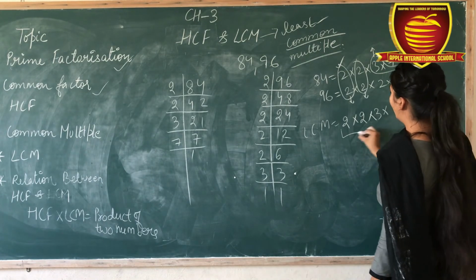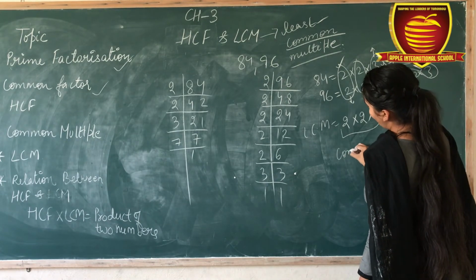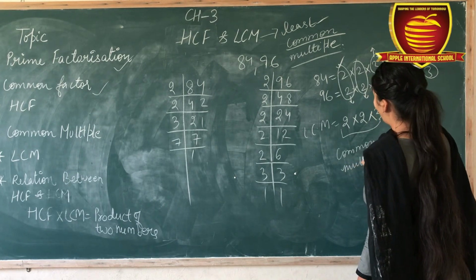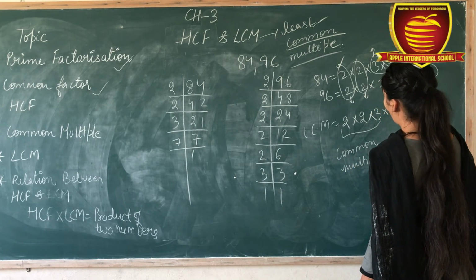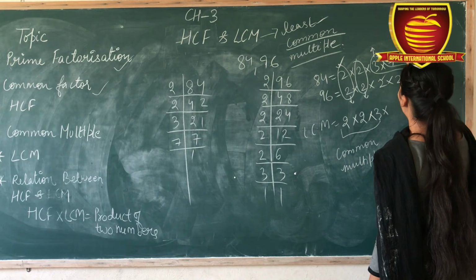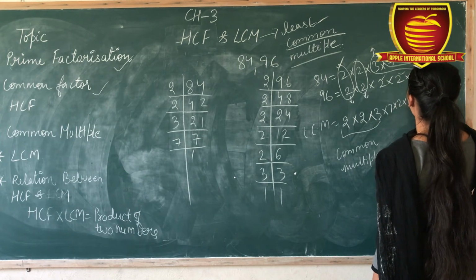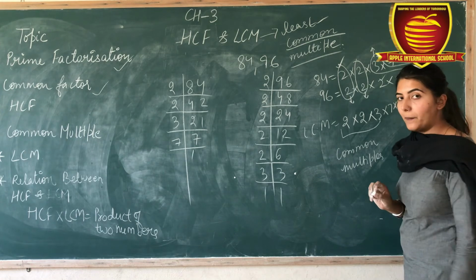These are the common multiples. And write down the other ones: 7 into 2 into 2 into 2.